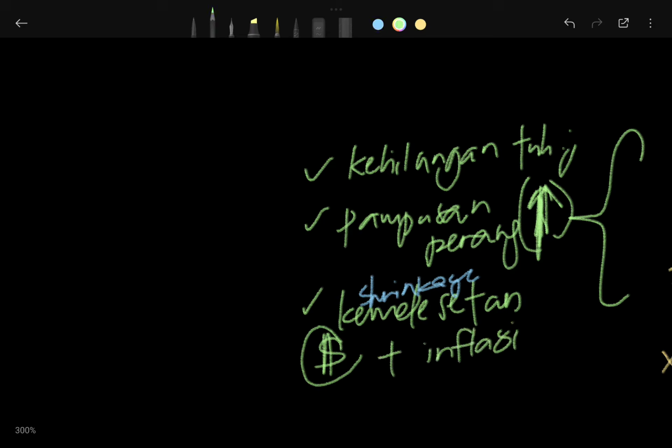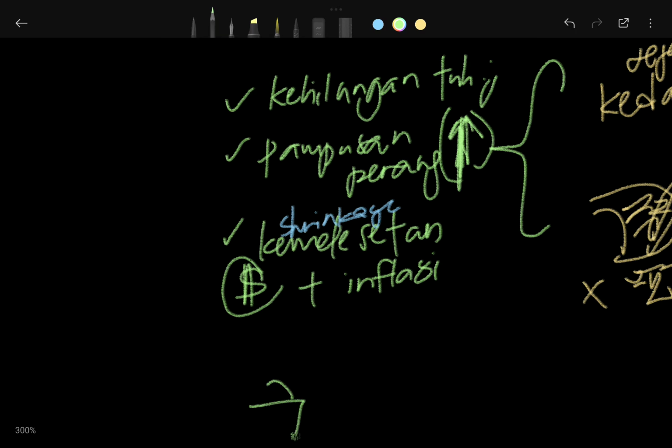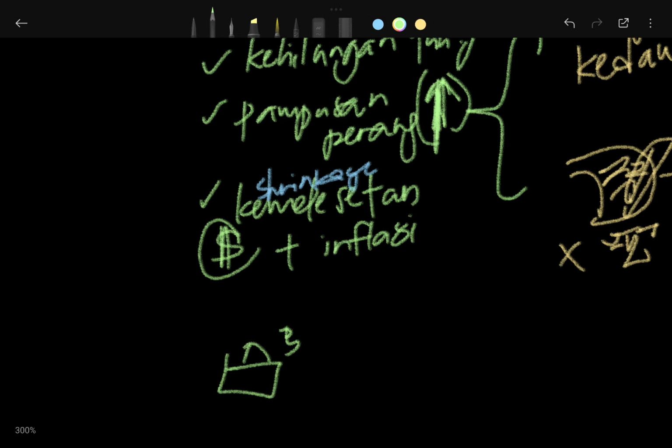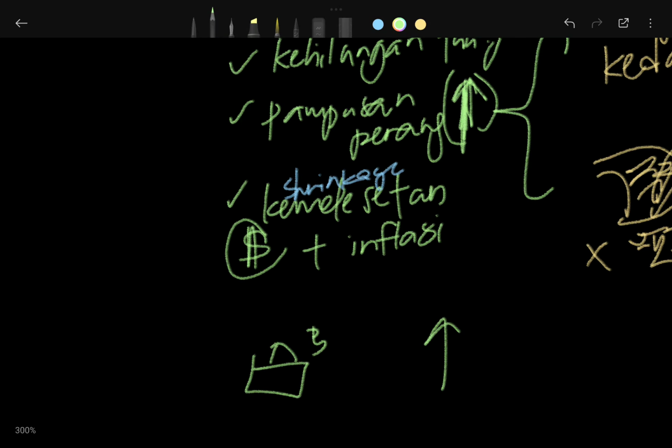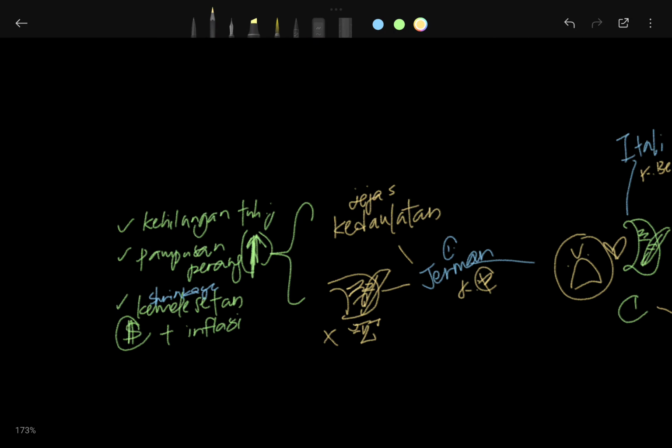inflasi yang teruk. If you don't know what inflation is, it's when, let's say this used to be priced at 5 ringgit. Now with inflation increasing, your 5 ringgit is not worth as much as it used to be. That means now you need to pay 50 ringgit to buy the same bag, which means your money is losing its value, thus the prices increase. So that is what is going on in Germany. Move on over to Italy.